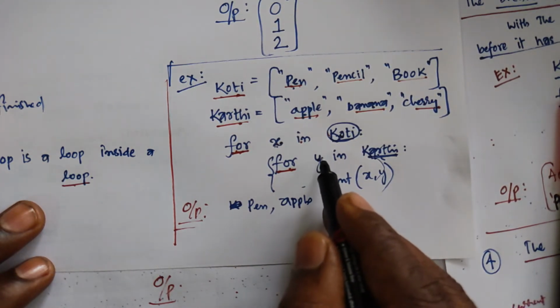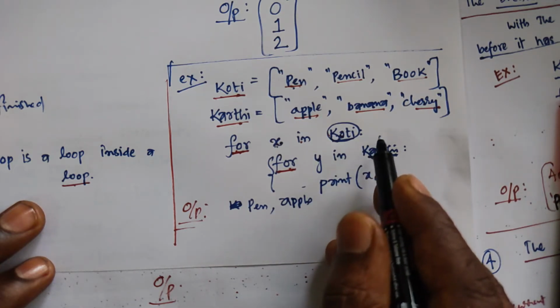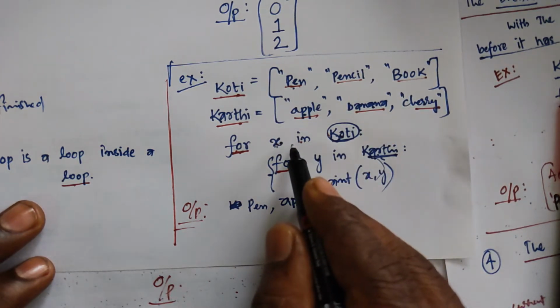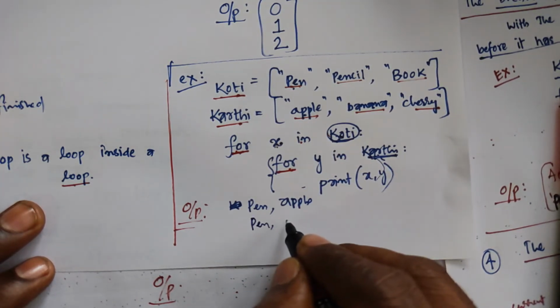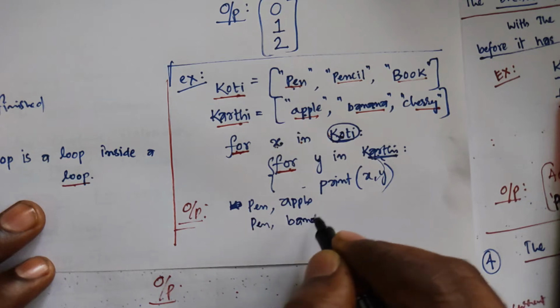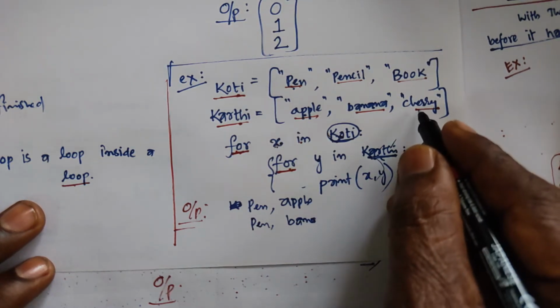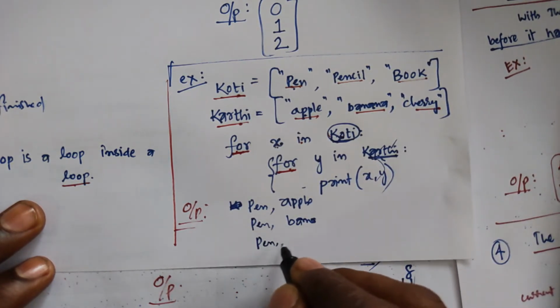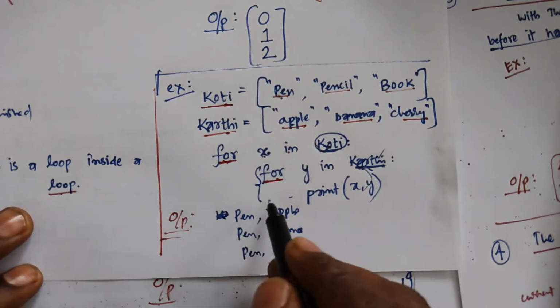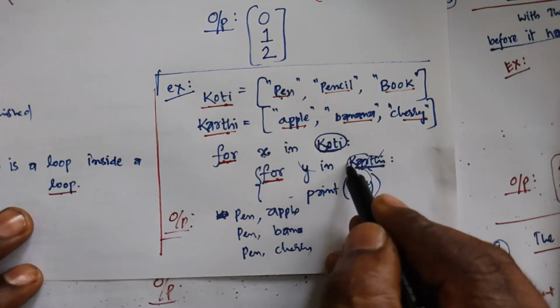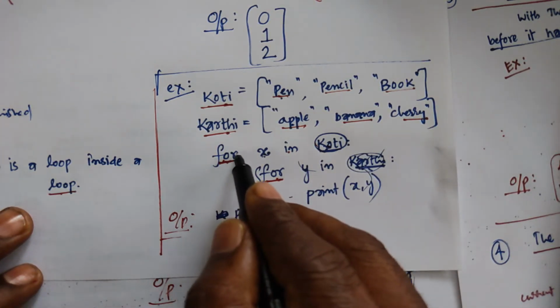Next, y is incremented by 1, so the next Karthi item is banana. The x value is static, so you get pen comma banana. Next, take the third item, that is pen comma cherry. After completion of the Karthi items, only then does it go to the upper layer.